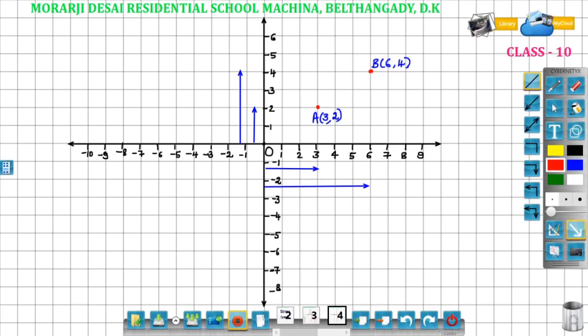Now, let us find the distance AB. Distance between the points A and B. Now, this line doesn't intersect x-axis or y-axis. So, how to find the distance AB? To find the distance AB, make a right triangle with AB. See here. Now, right triangle is formed.